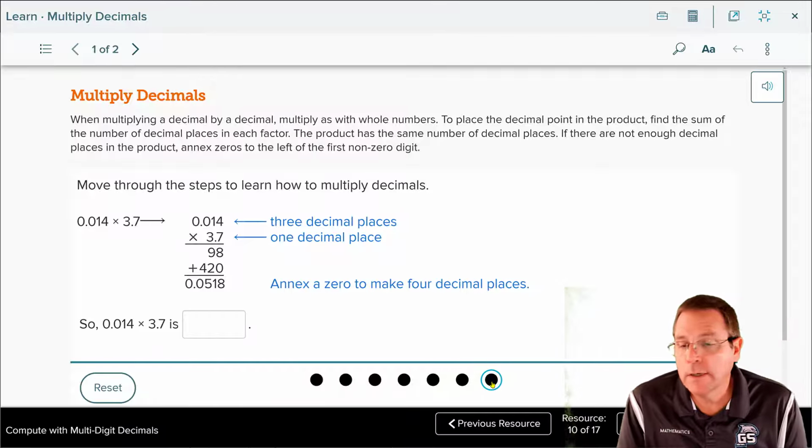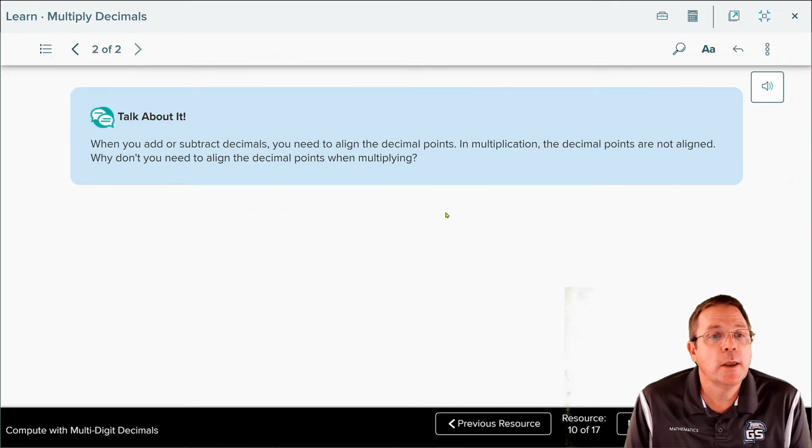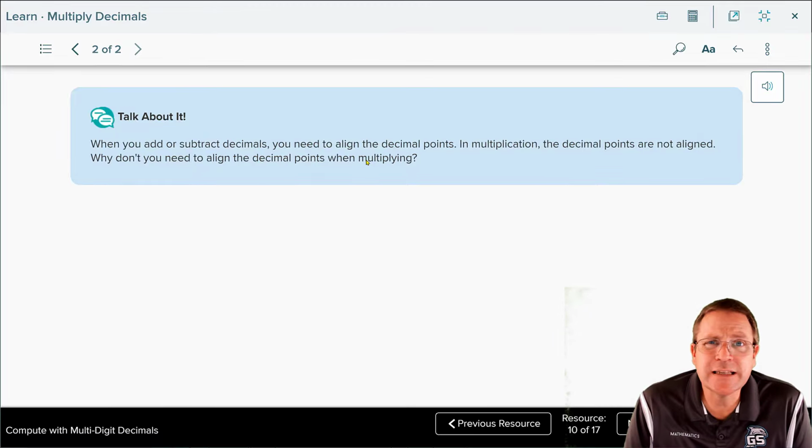This is where we're going to stop with part 1 of this lesson. Come back for part 2, and let's see what they give us here. When you add or subtract decimals, you need to align them. When multiplying decimals, they are not aligned. Why don't you need to align them? Because it just doesn't matter.